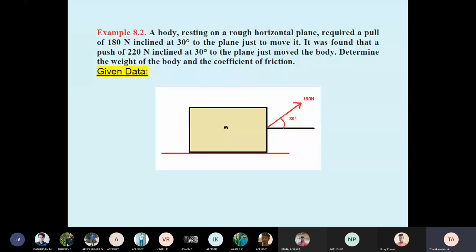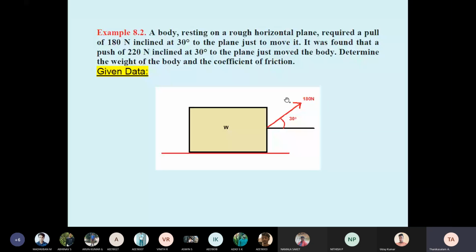A body is resting on a rough horizontal plane. So you draw a horizontal line, then draw the body as a rectangular box. A pull of 180 Newton is applied. Pulling means the force is applied from the front side. The angle is also given, 30 degrees. Therefore, one body resting on a rough horizontal plane, pulling force 180 Newton at 30 degrees. This is the first condition.